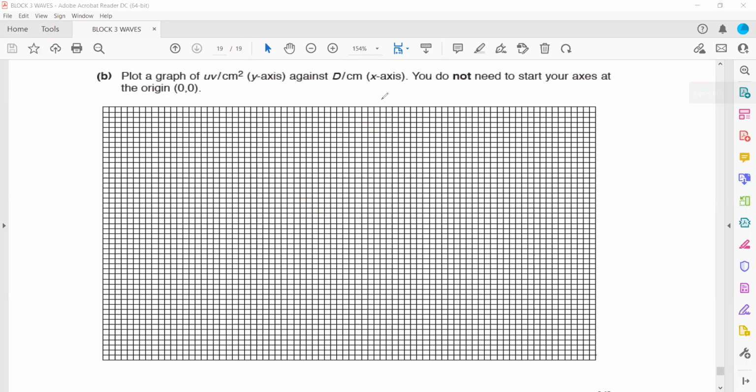We don't have to write zero. As I mentioned, you do not need to start the axis from the origin. We have U into V and we have D. So what are the values of the D and what are the values of U? So U into V, it was starting from 1000, the value which was 1065 and ending around 1300. And D, U into V is on Y axis.